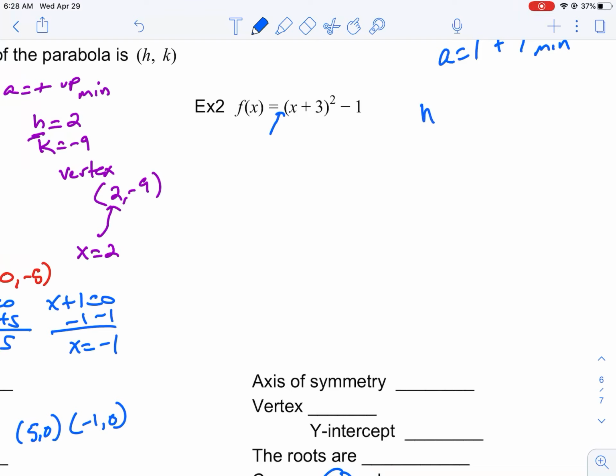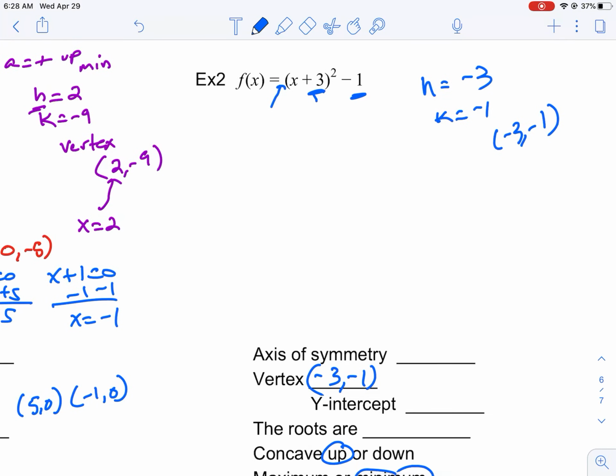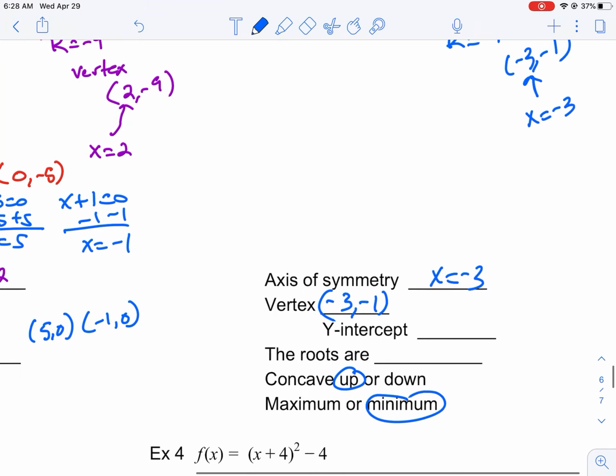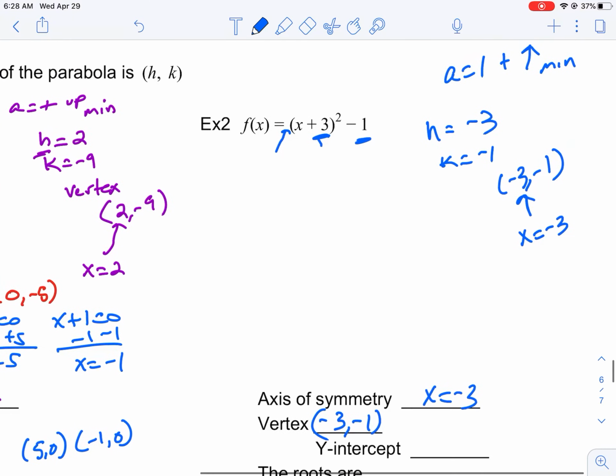Then we know the H is the opposite of this. The K is equal to that. So the vertex is (-3, -1). Right away. (-3, -1). Okay? If we know the vertex, then the axis of symmetry is right there. So we got the 4 things we know quickly. Okay? So now, clean this up.